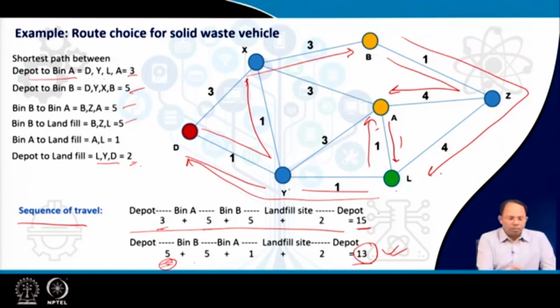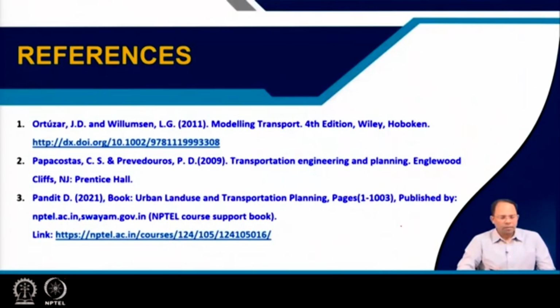So this is why both the shortest path between 2 points is important, as well as the shortest route also needs to be evaluated to determine the overall shortest path for the vehicle that it can adopt. So this is how we can determine the shortest distance between 2 points along a particular road network. So these are some of the references you can study.